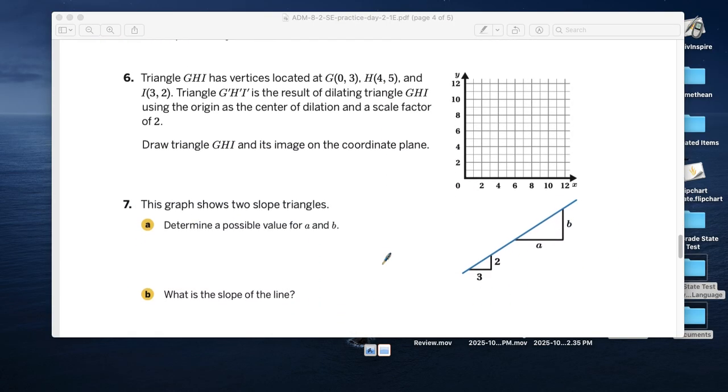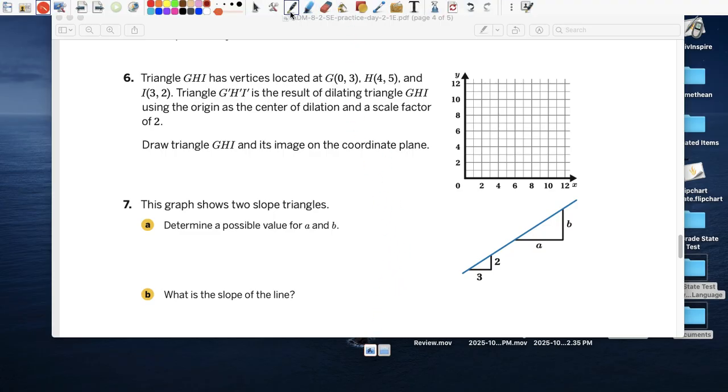Oh geez. 2 triangles again. We're dilating. Where's the center? The origin is the center of dilation. Okay, so that makes it easier. Points G, H, I. G is 0, 3 right here. H is 4 and 5, which is right here. And I is somewhere over here, 3, 2. This is I. So the triangle, right?